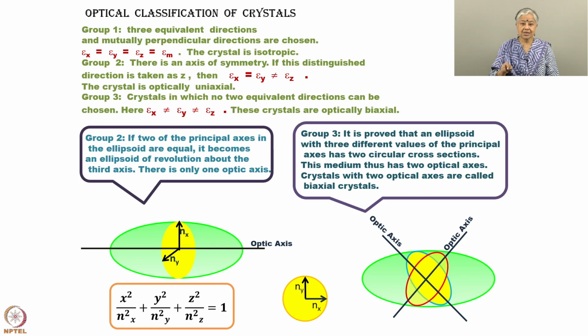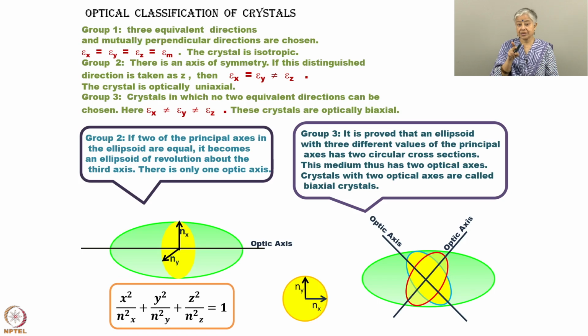Before that, let me classify crystals into group 1, group 2 and group 3. In group 1, 3 equivalent and mutually perpendicular directions are chosen, and epsilon x equal to epsilon y equal to epsilon z, as I have shown before, and the crystal is isotropic. In group 2 there is an axis of symmetry, one particular direction in that crystal, which is quite often called the optic axis, and it has epsilon x equal to epsilon y, but not equal to epsilon z.